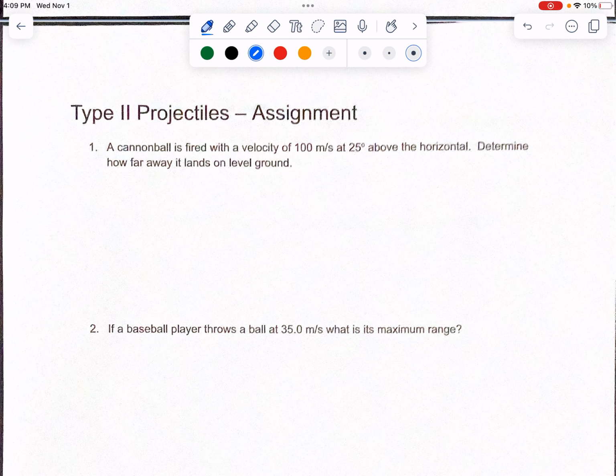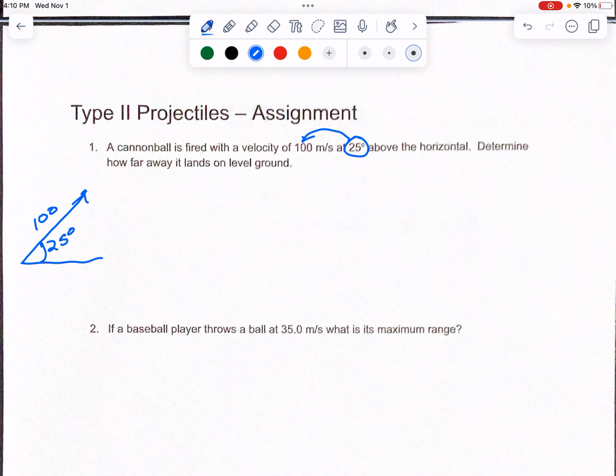A cannonball is fired with a velocity of 100 meters per second at 25 degrees above the horizontal. So I'm going to kind of draw this out. We're not going to really grade you on drawing stuff. You just need to make sure you can plug things where they should go. Anytime I give you an angle with a magnitude, that means that's the hypotenuse. That means that 100 meters per second is 25 degrees off the ground. So that 100 is your hypotenuse.